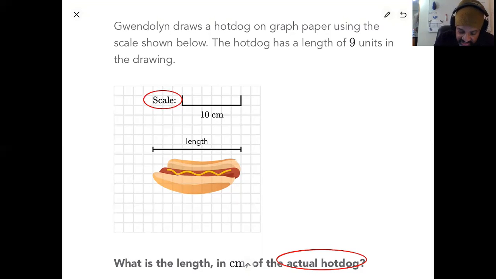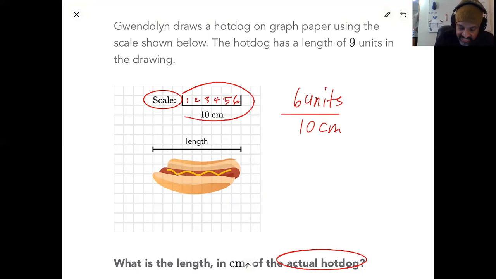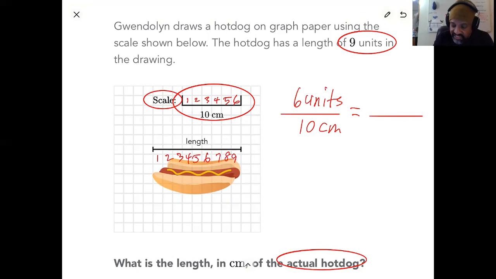So it says this is 1, 2, 3, 4, 5, 6. So 6 units on this graph is equal to 10 centimeters. That's our scale. So now on this side, we're going to take how many units? It said that this is 9 units. If you measure this and count it, it'll be 1, 2, 3, 4, 5, 6, 7, 8, 9. So it's going to be 9 units. And then this is what we're going to solve for. We just cross multiply and solve for X.